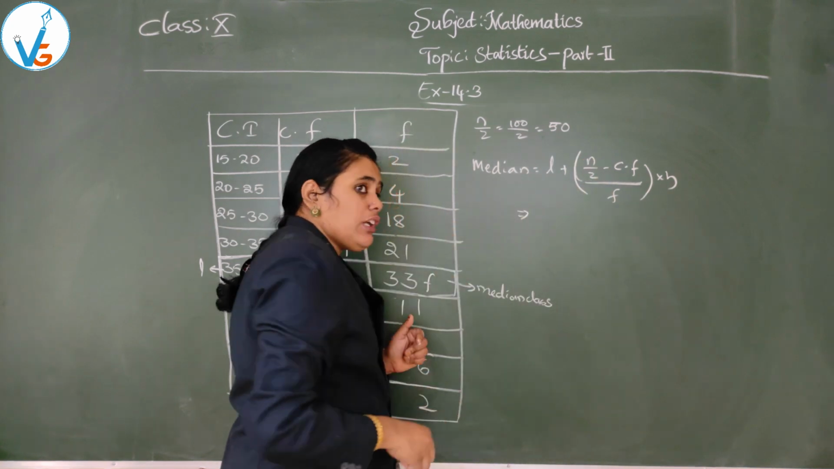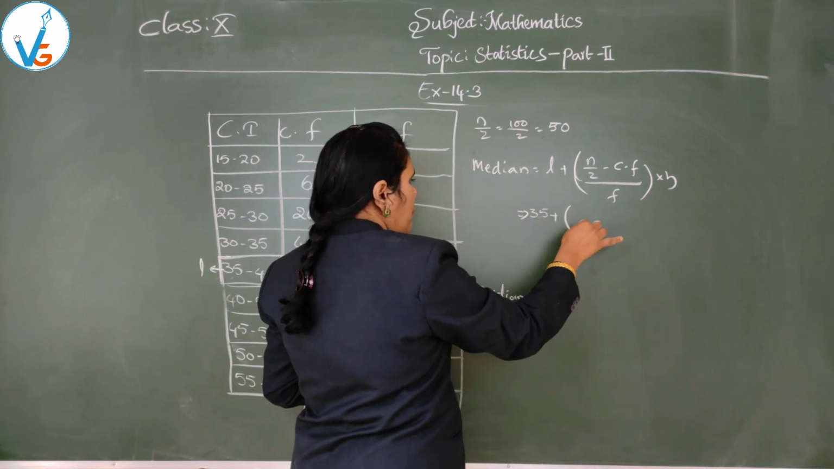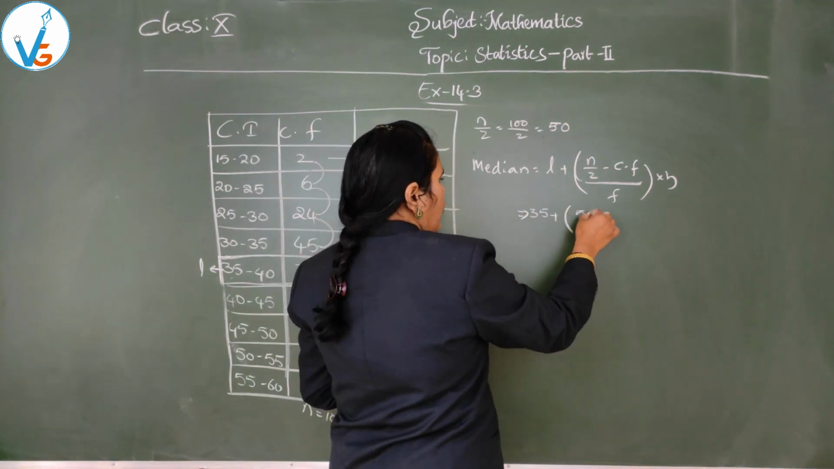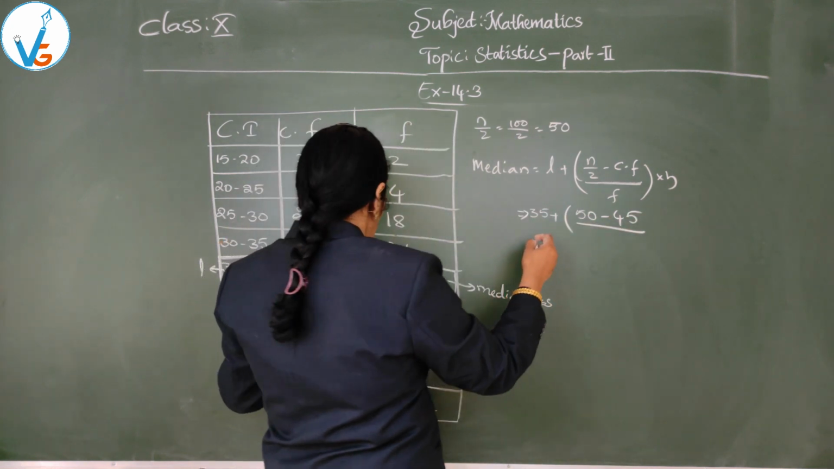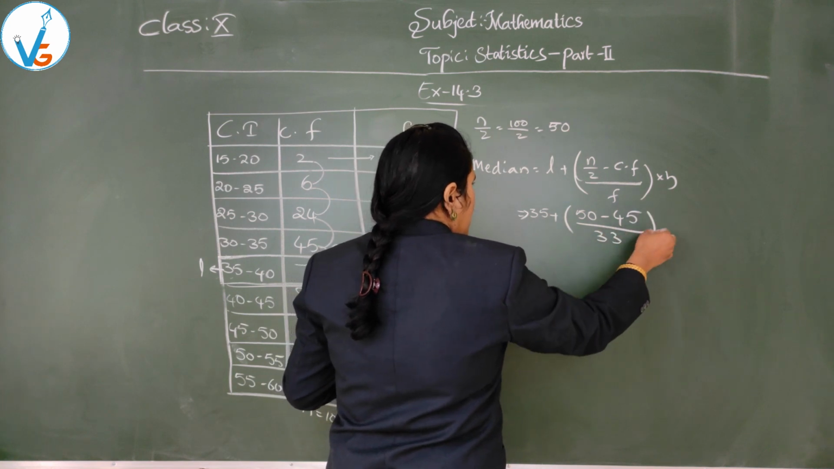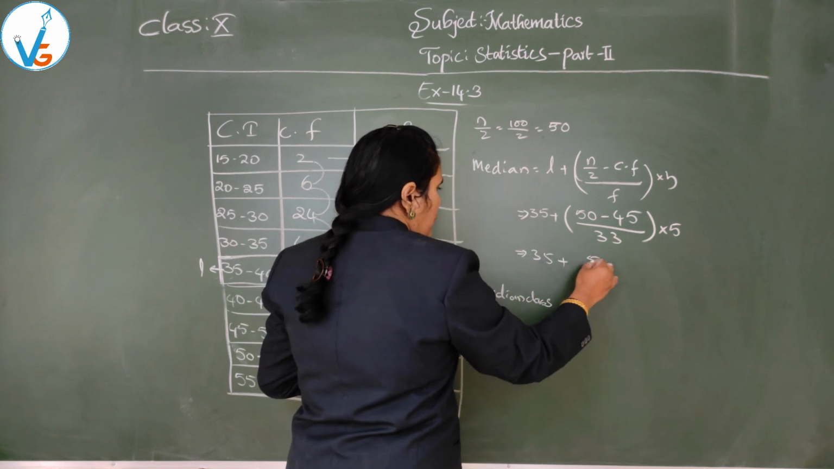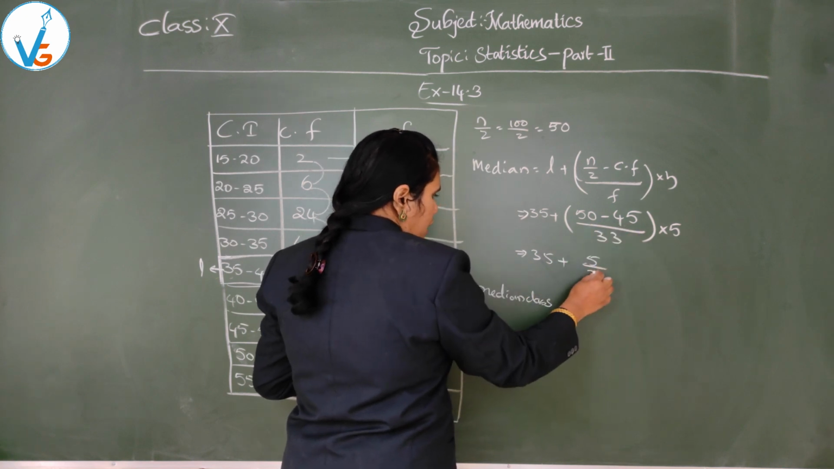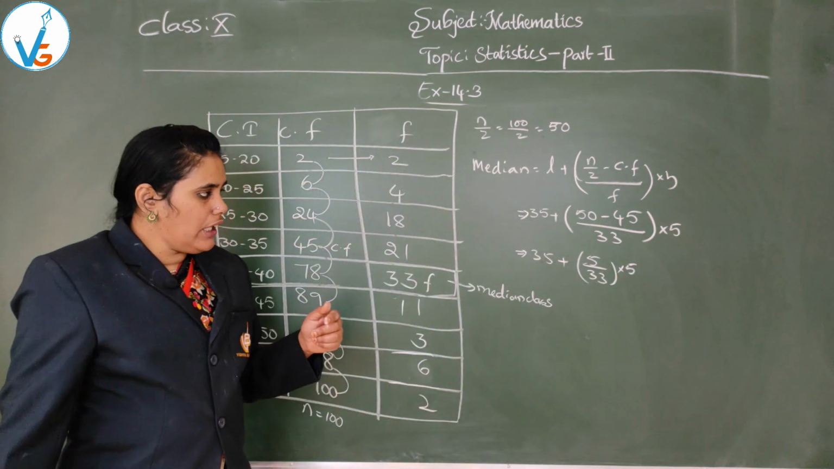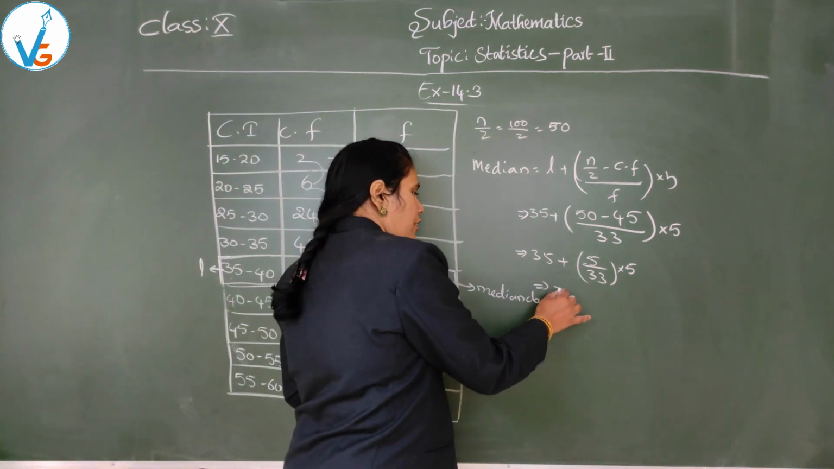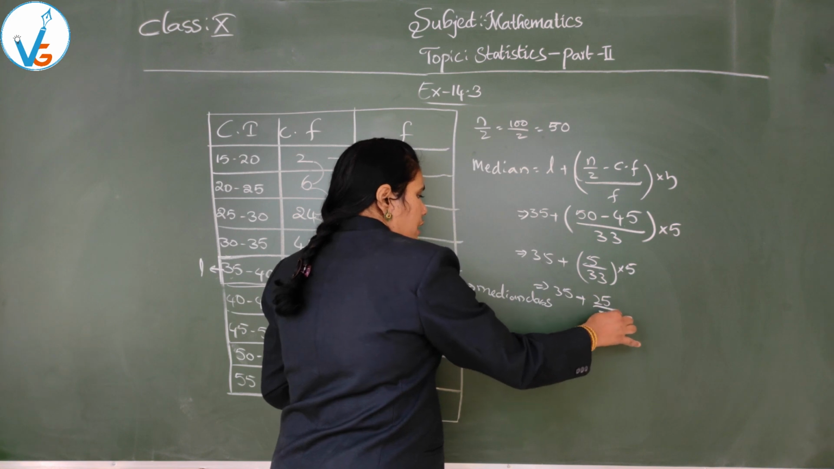Now, you see here, what is our lower boundary? Lower boundary is 35. 35 plus n by 2 is 50. What is our CF? 45. And what is our f? F is 33. Next, here it is 5. Next, what do we get? 35 plus 5 by 33. 50 minus 45 is 5, by 33, into 5. Now, you can see over here, we will get 35 plus 5 into 5 will be 25 by 33.